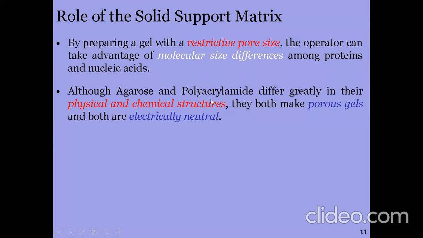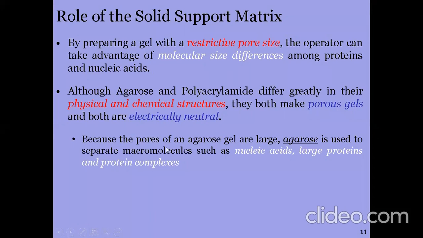So both types of gels are electrically neutral, although they have different physical and chemical structures. And next is because of the pores of an agarose gel. So the one difference is that in agarose gel the pores are larger, and agarose is used to separate macromolecules such as nucleic acid, large proteins, and protein complexes.